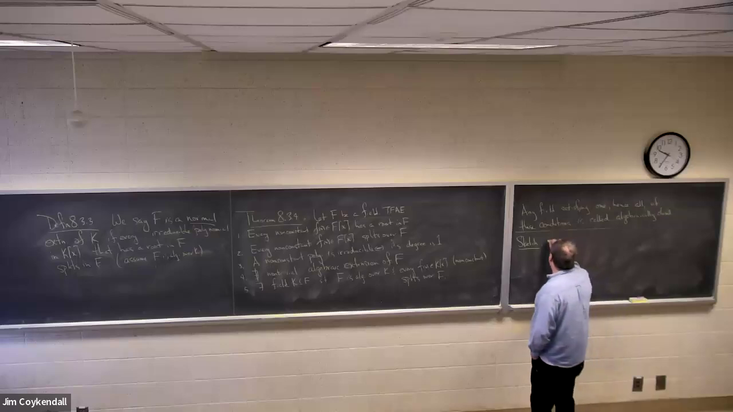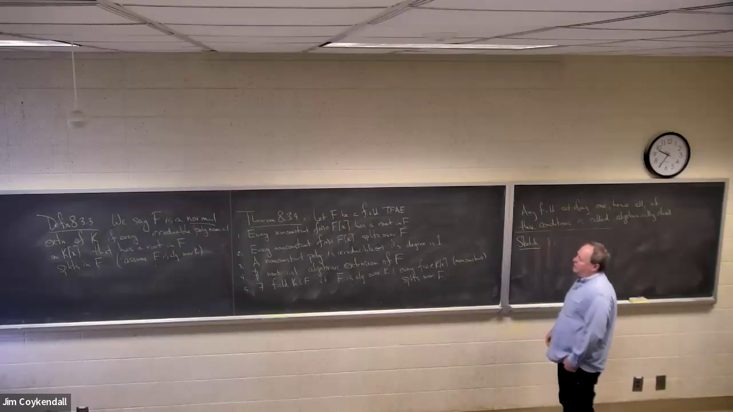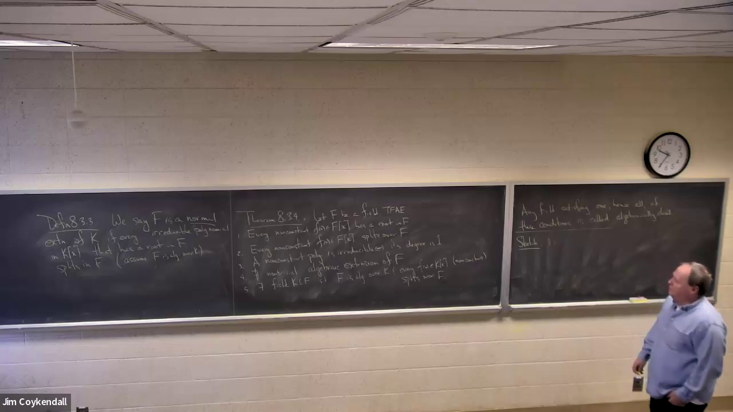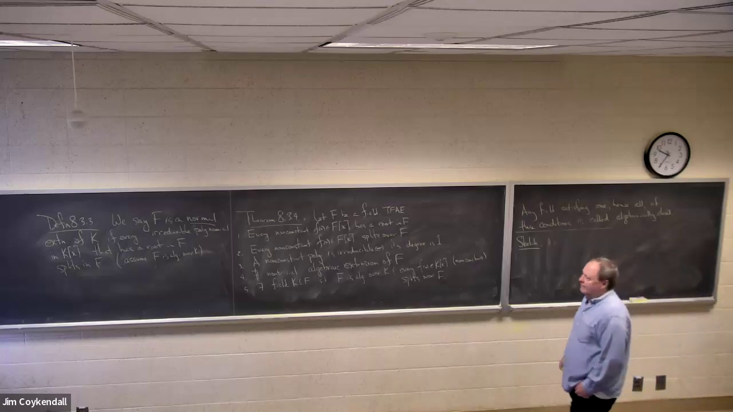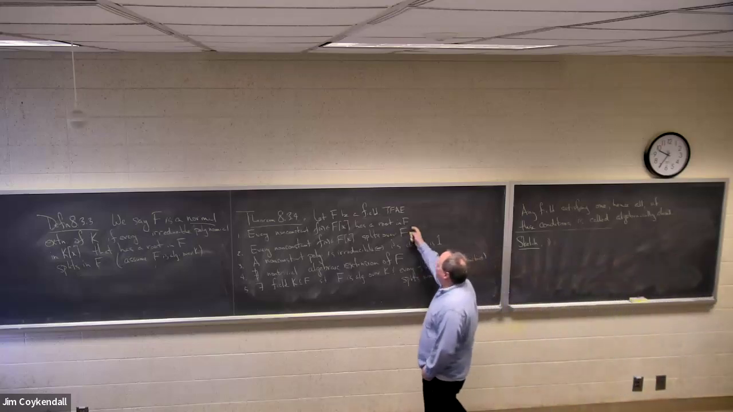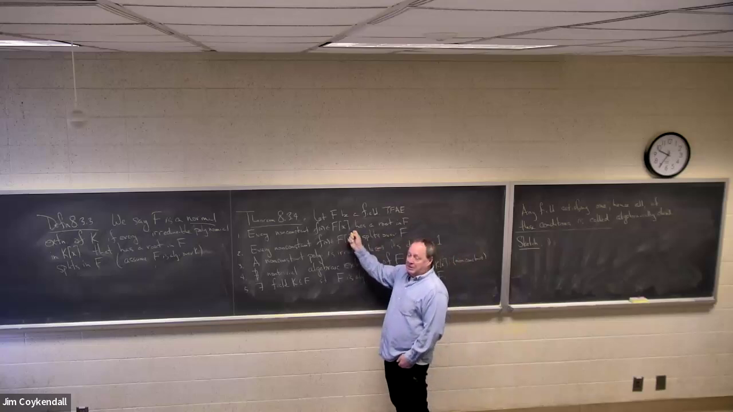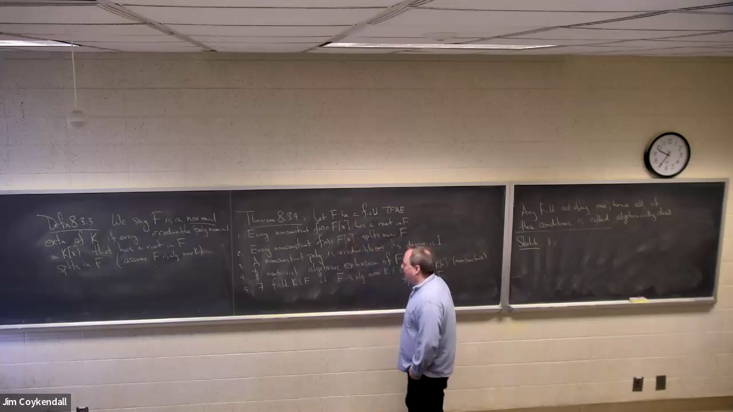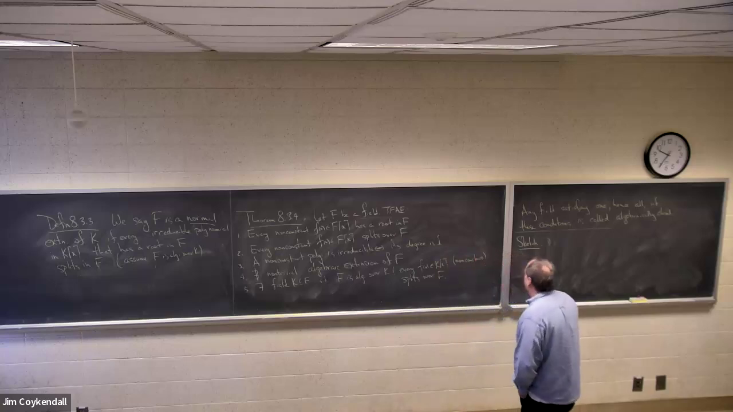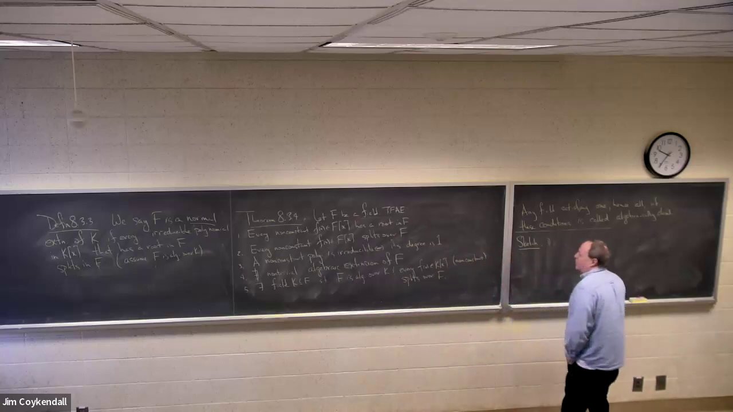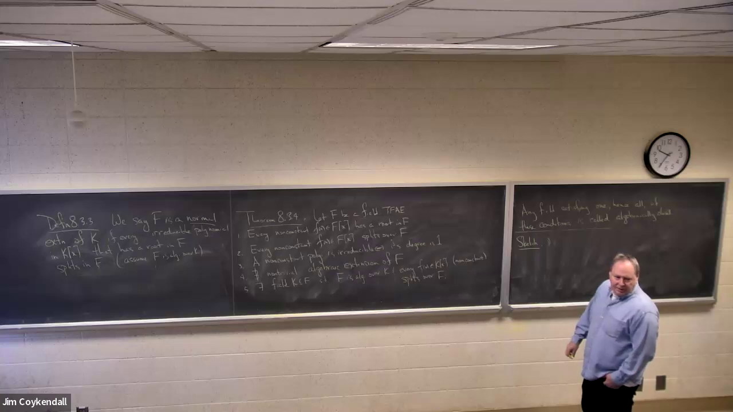So let's sketch this. Let's look at 1 implies 2. By the way, we're doing it the hard way; there's certainly 2 implies 1 as well. So what does 1 imply 2? Every polynomial has a root, and we want to show that every polynomial splits.